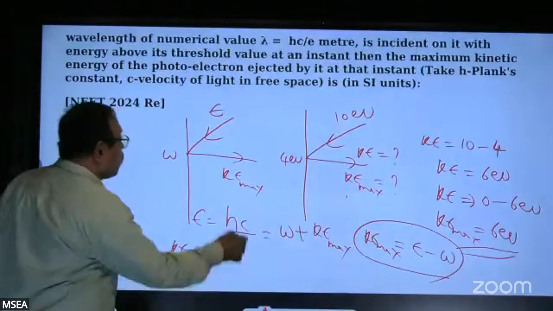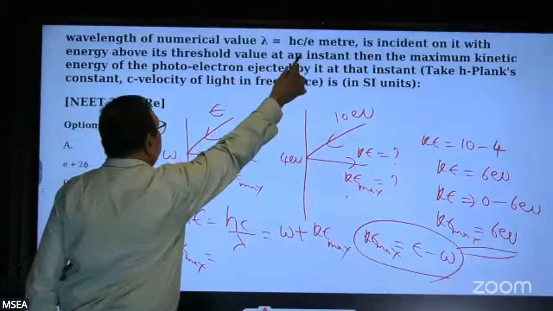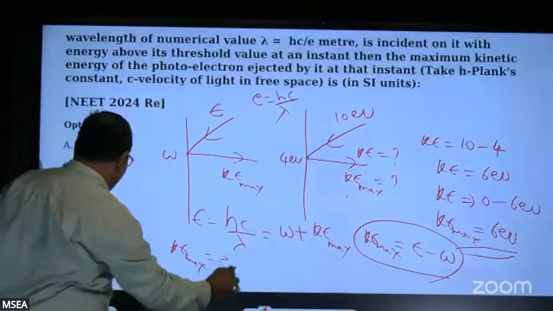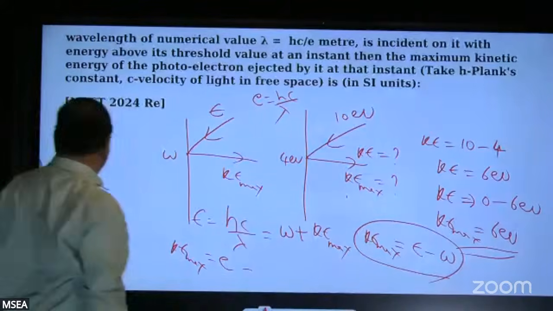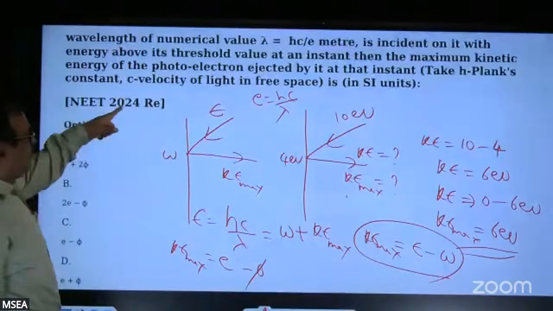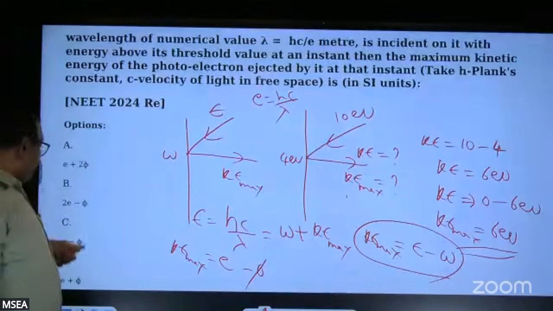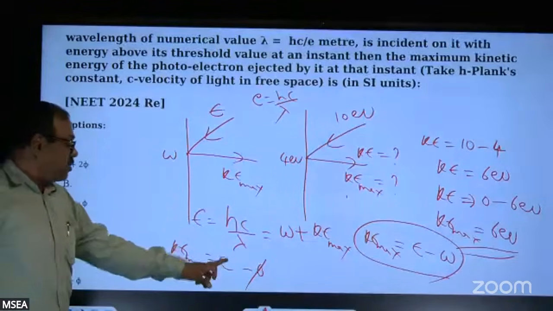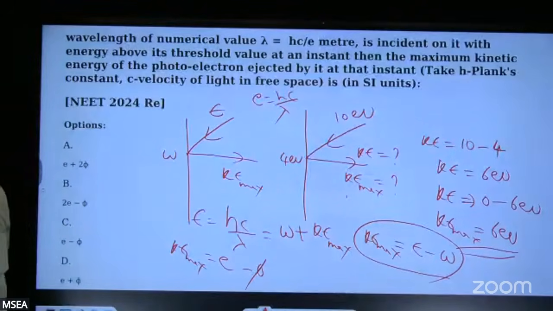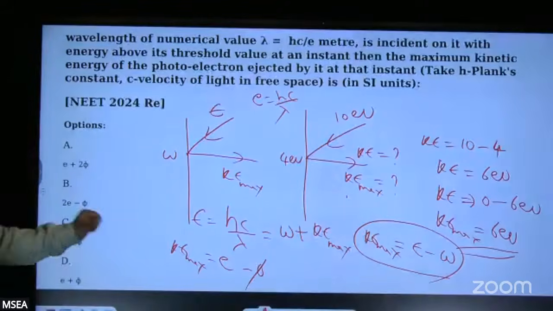So this KEmax is equal to the energy falling on it. Lambda is equal to hc by E, which means the energy is equal to hc by lambda, that is E. And also the work function is given. Phi is the work function, as mentioned. So KEmax is E minus phi. This is the maximum kinetic energy: energy minus the work function.